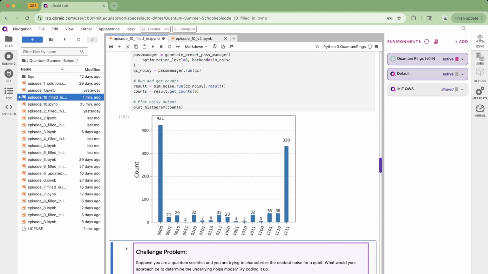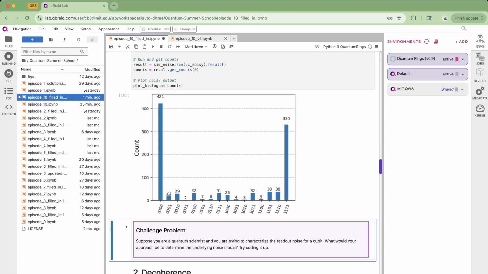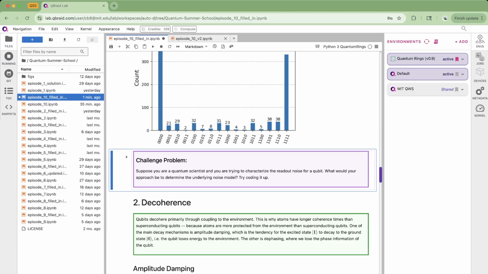So here we can see that in a perfect case, we should have measured either all zeros or all ones, but now we've had these readout errors and we get a scrambling of all the other possible states as well. So one question you could think of is how you go about characterizing the readout noise for a qubit, and what would be your approach to determine the underlying noise model if you assume that it's this type of noise.